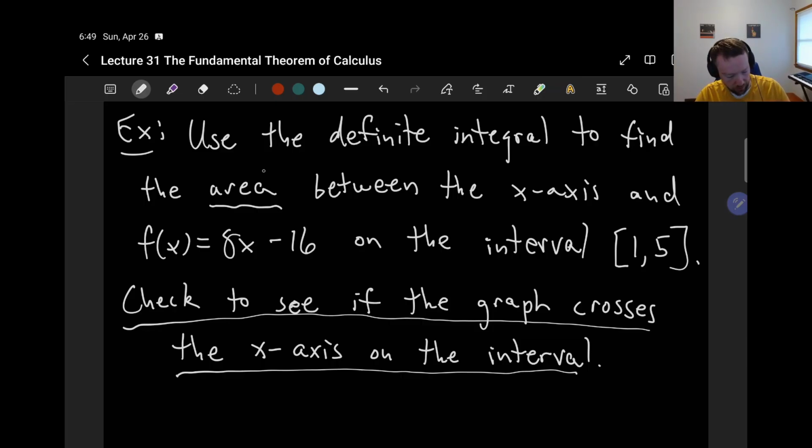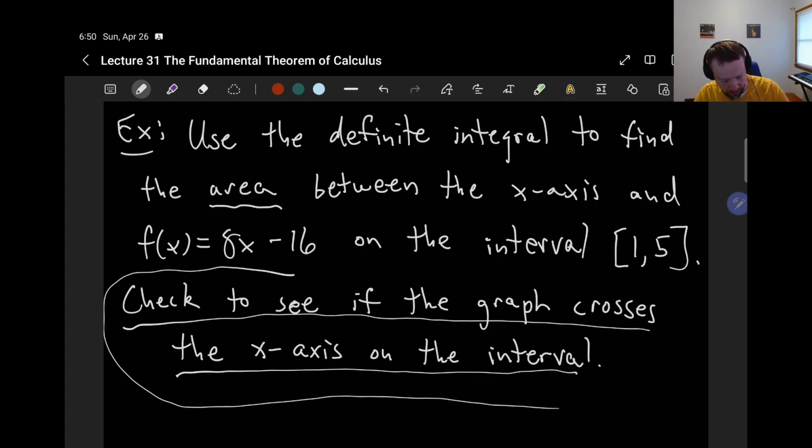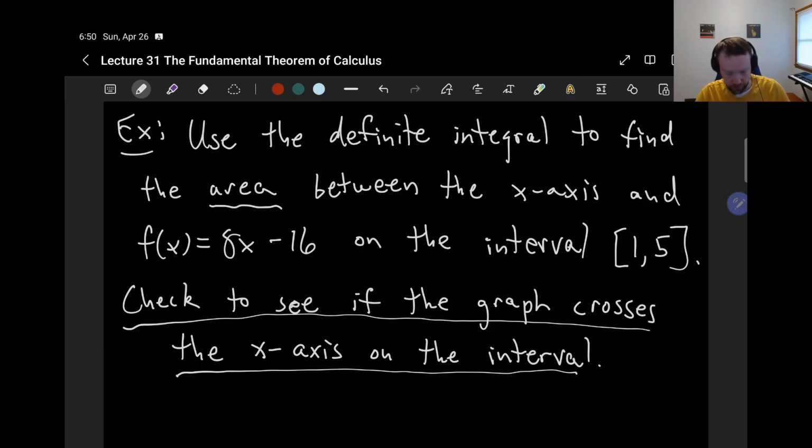And really, when I want to find the area of a region, I technically don't care about being negative. So this keyword area and this phrase here, they're signaling to you that we do not want to count area below as negative. But if I merely took the definite integral, it would. It would count that part as negative. So we need to fix that.